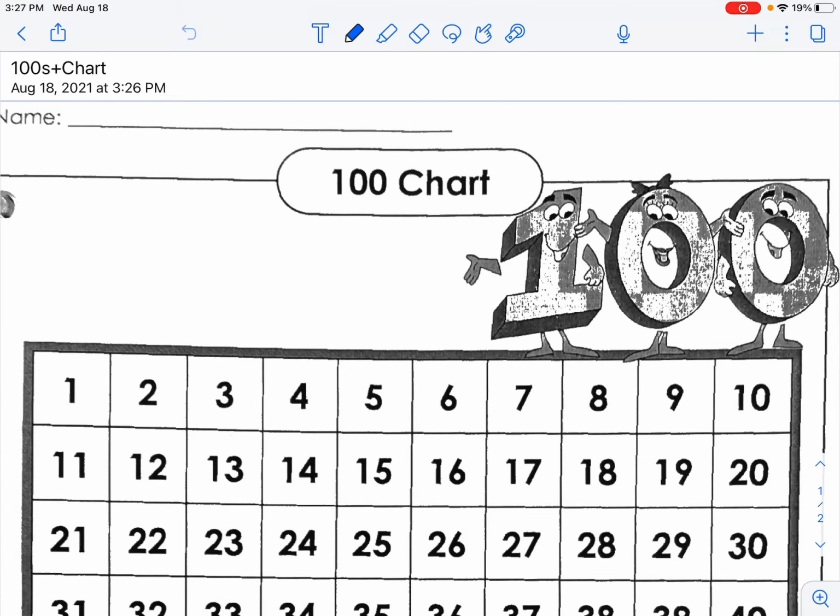Good morning. All right, so our lesson for today is focusing on prime versus composite numbers.